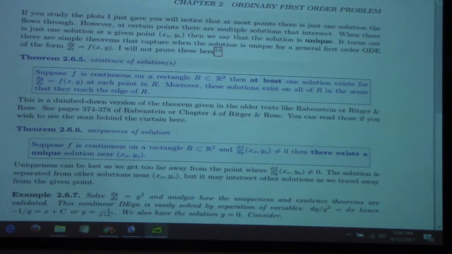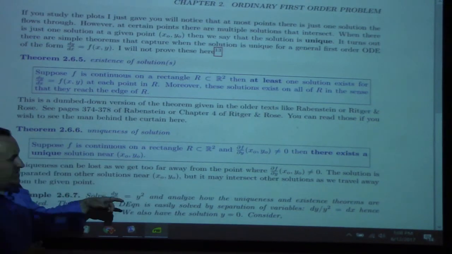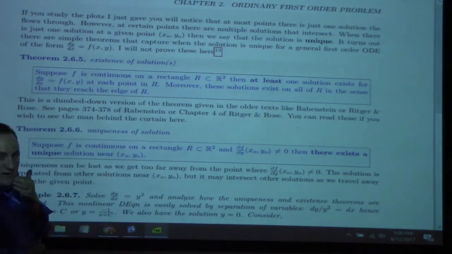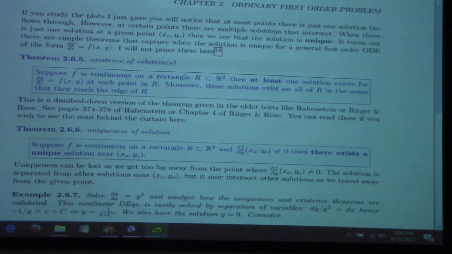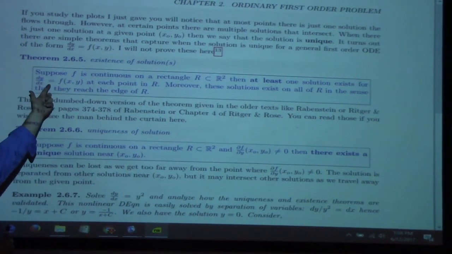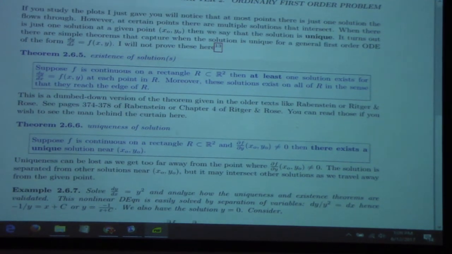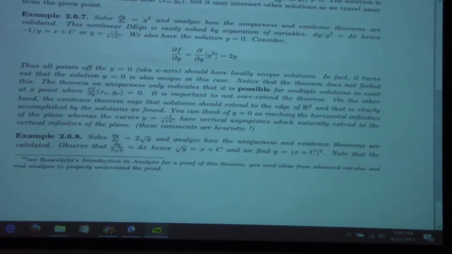That's one theorem. Uniqueness of the solution actually stems from having the partial derivative with respect to y at the point non-zero. If you have partial f, partial y non-zero, then there exists a unique solution through that point, right? So if you tack on the condition that partial f, partial y is non-zero in the rectangle, then you'd have a unique solution through each point in the rectangle. Okay, this is a nice theorem which gives us courage to find many solutions.